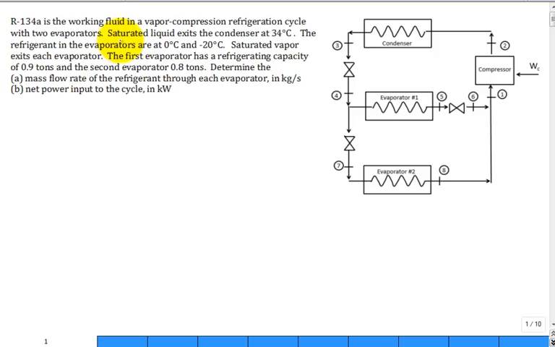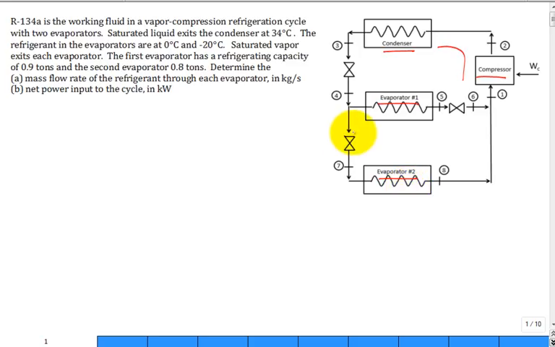So today I'd like to solve this problem. We have refrigerant 134A as the working fluid in a vapor compression refrigeration cycle with two evaporators. The refrigerant goes through the compressor, then through one condenser. So one compressor, one condenser, but we have two evaporators. In order to have two evaporators, we have more than one expansion valve.